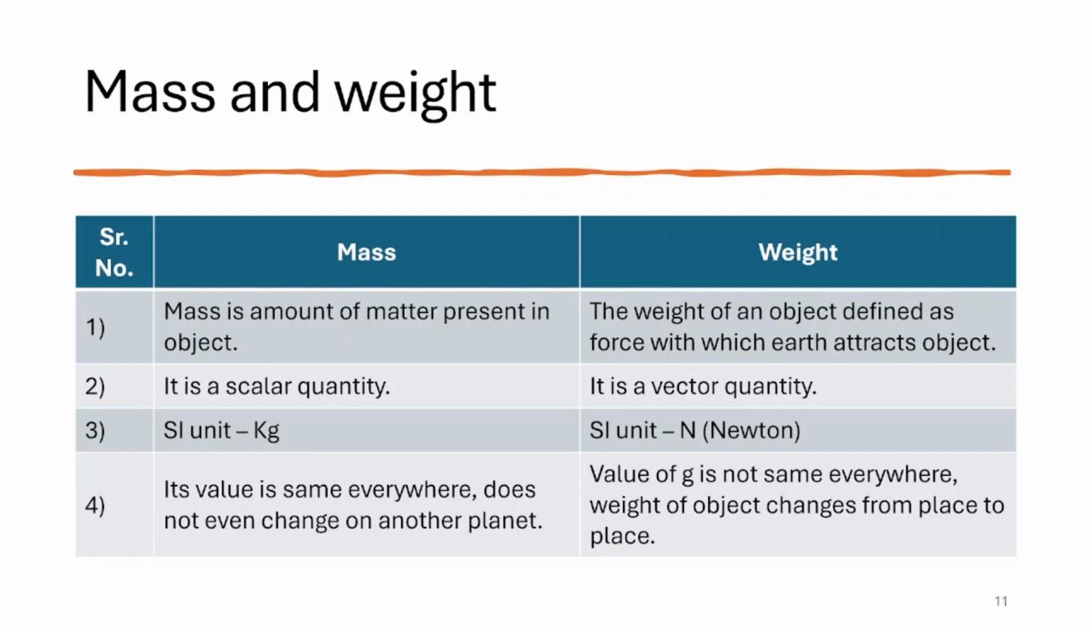But for weight, as I told, it is a kind of force only. So it will include gravitational acceleration. So the value of g is not the same everywhere, so the weight of an object will change from place to place. So your weight at the equator and at the poles will be different because of the change in the value of g.